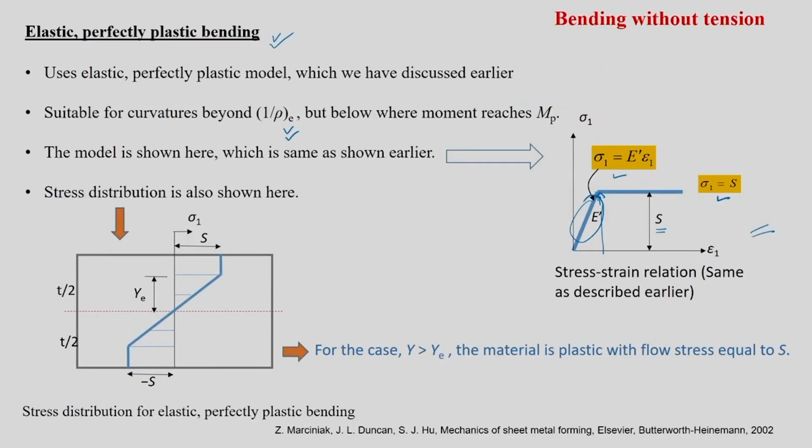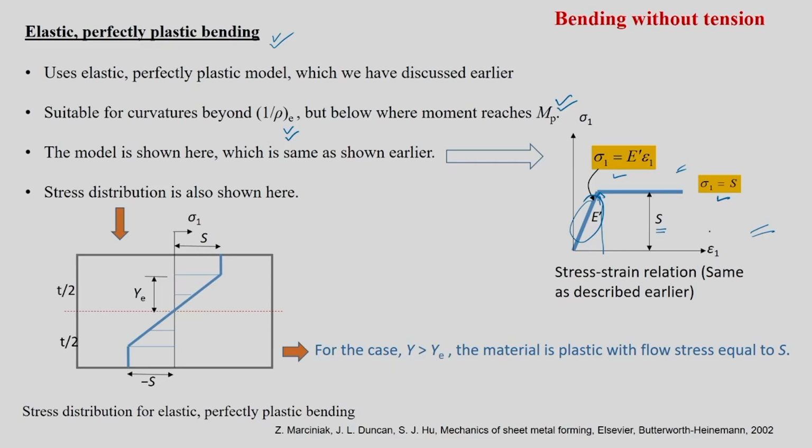For the curvatures more than 1 by rho E, beyond 1 by rho E, but below where moment reaches MP, this model can be applicable. Whatever we are going to discuss is applicable. So it is not fully MP, it has not gone to that state, but it is suitable for curvatures beyond 1 by rho E. If that is the situation, then this type of elastic plastic bending can be seen. So for this, a model is shown here, which we already discussed.